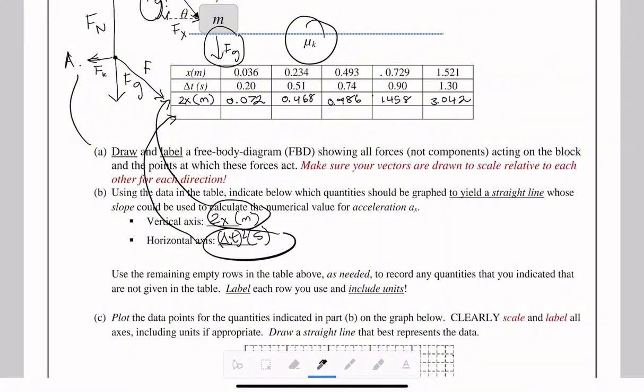So plug that in. Delta t squared in seconds squared. I'm going to put this in parentheses. So this squared is 0.04. This squared is 0.2601. This squared is 0.5476. This squared is 0.81. And this squared is 1.6.